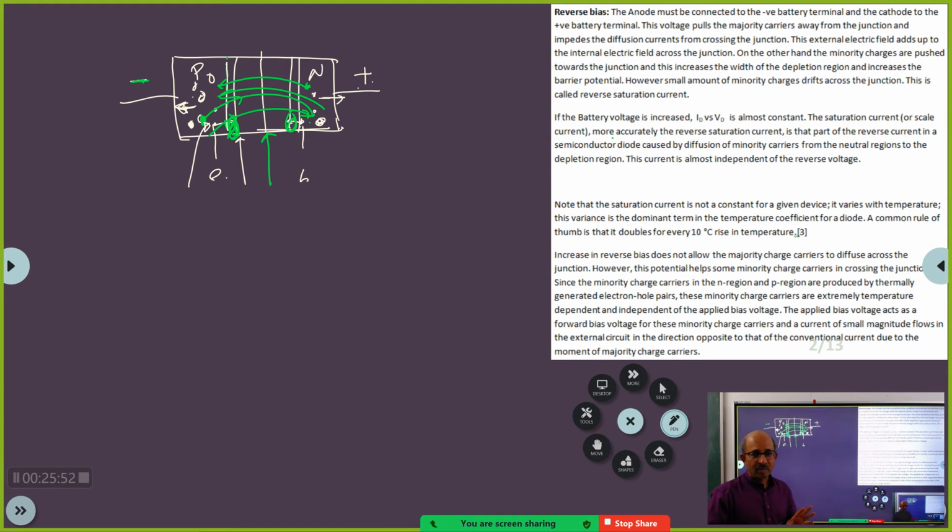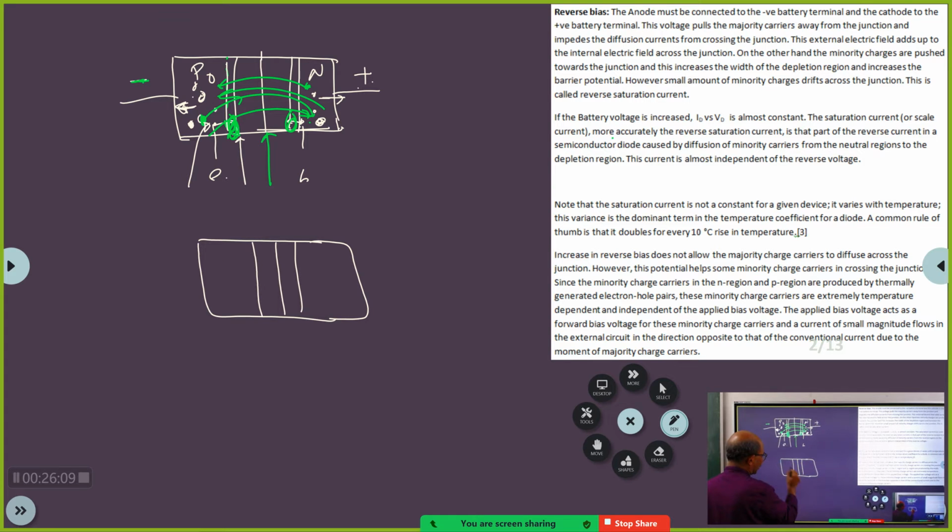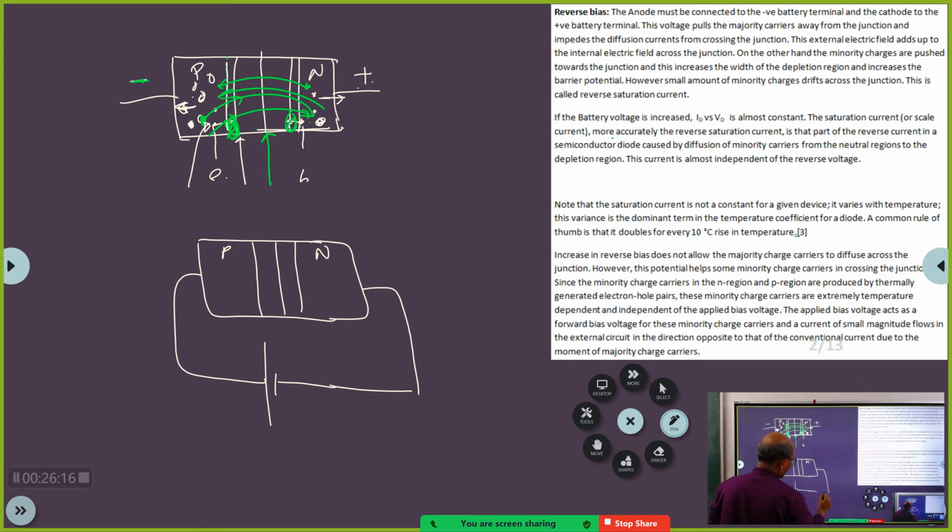How will it flow through the circuit? What is your question, please? So there is diffusion of things. How will it flow through the circuit? How it flows through the circuit, I will explain. I was about to explain this, and you asked that question. I am very happy. Good.